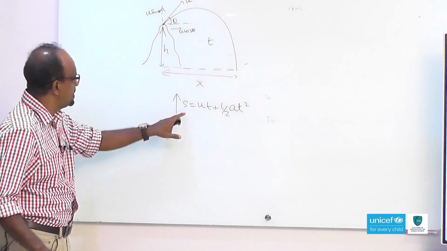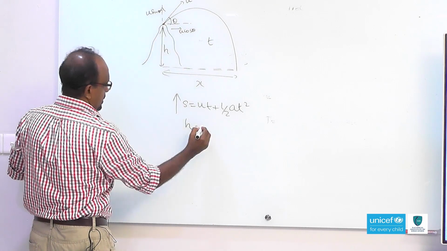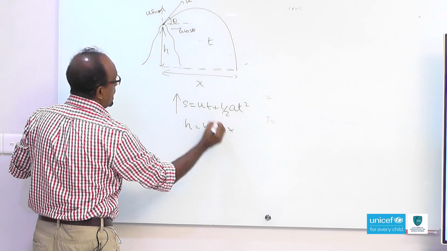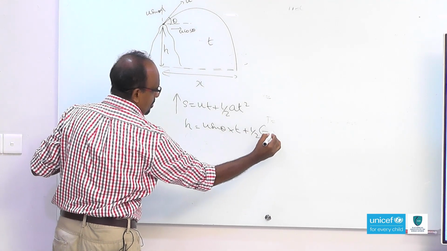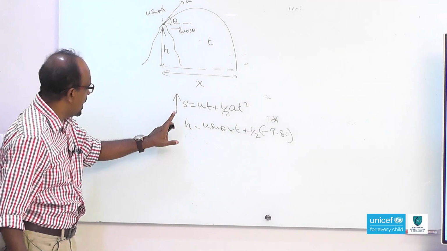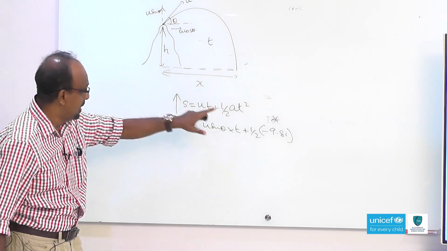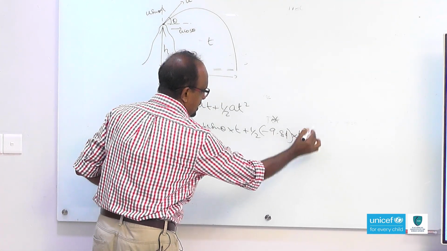So, when I am using this equation, s will be h, u will be u sin theta, into time of flight t, plus half into minus 9.81. It's a very important one, because I am using the motion upward. So, I have to put acceleration minus 9.81 into t squared.